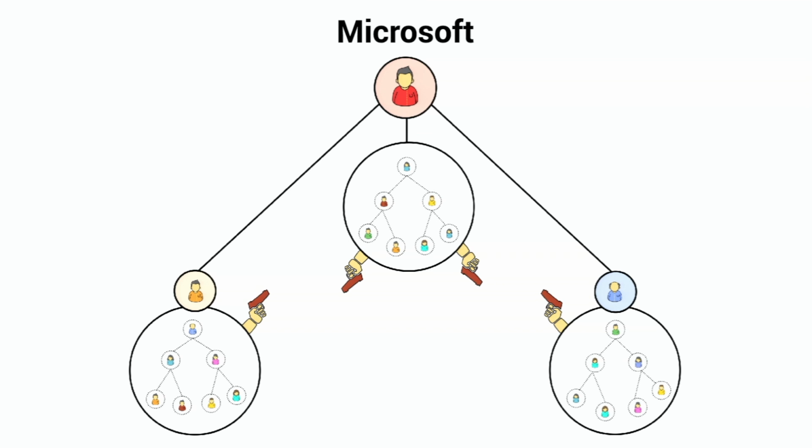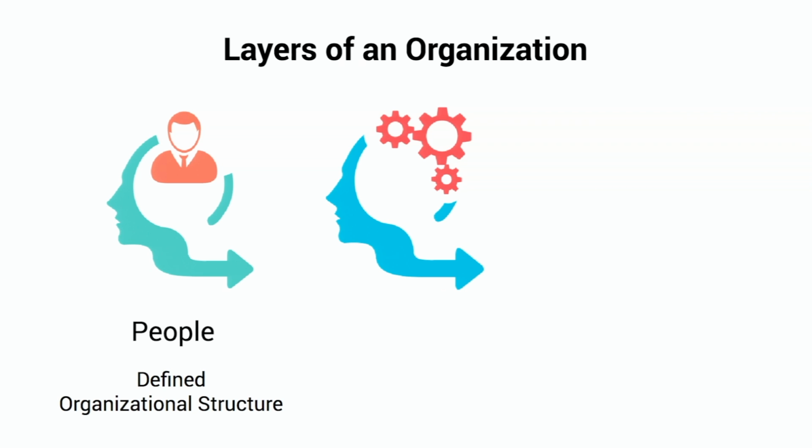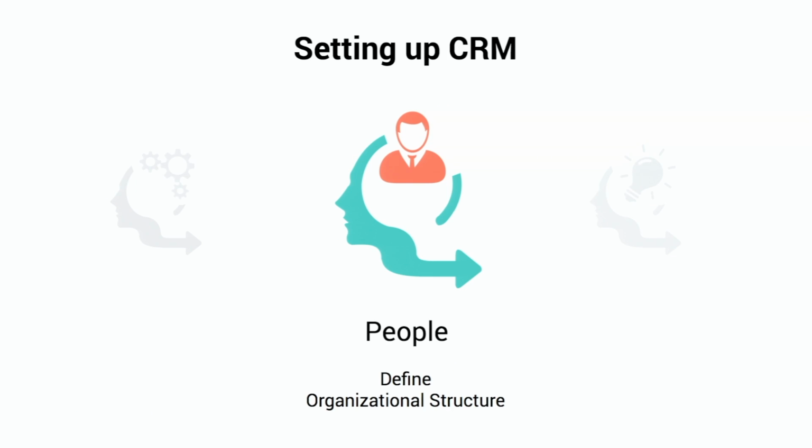So the key takeaway here is that each organization is different. Their business and their approach towards their business is different. But the layers of each organization come down to these components. It'll have people, where you'll have a defined organization structure, and it'll have a defined process where they deal with the data. So let's take the people from these components.